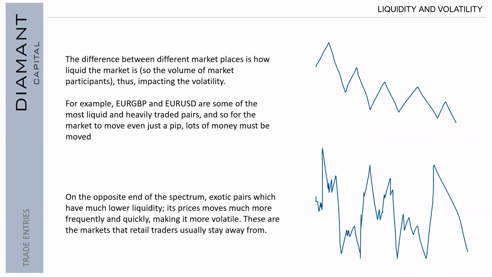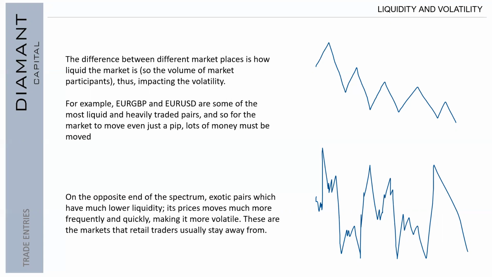The difference between marketplaces is how liquid the market is. So the volume of the market participants, thus impacting the volatility. For example, Euro GBP and Euro USD are some of the most liquid and heavily traded pairs. And so for the market to move even just a pip, lots of money must be moved. On the opposite end of the spectrum, exotic pairs, which have much lower liquidity, have prices that move much more frequently and quickly, making them more volatile. These are the markets that retail traders usually stay away from.